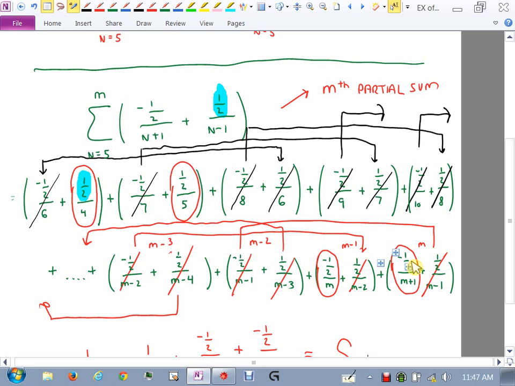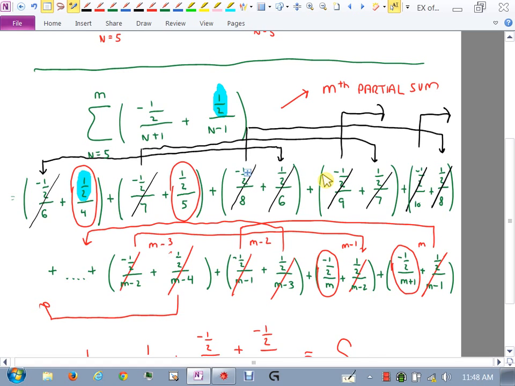I've seen problems with telescopic series where you have to go out and maybe the first one is canceling 3 or 4 away. You have to be prepared for that, but I've never seen it in a book where it's more than like 4. So you want to write out enough where you're really sure about the pattern.